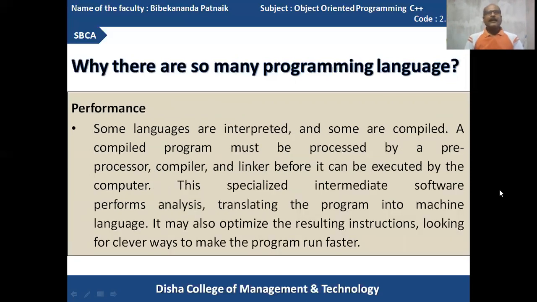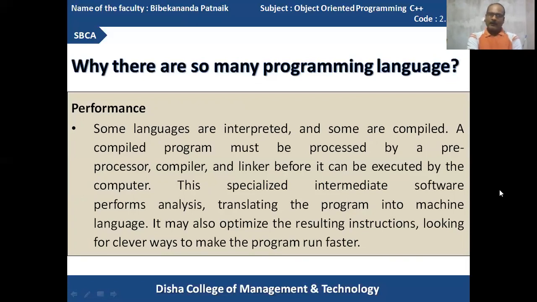The next point is performance. Some languages are interpreted and some are compiled. As you know, there are two different types of translator programs: one is called an interpreter, another is called a compiler. A compiler is a group translator, and an interpreter is a line by line translator. So a compiled program must be processed by a preprocessor, compiler and linker before it can be executed by the computer.